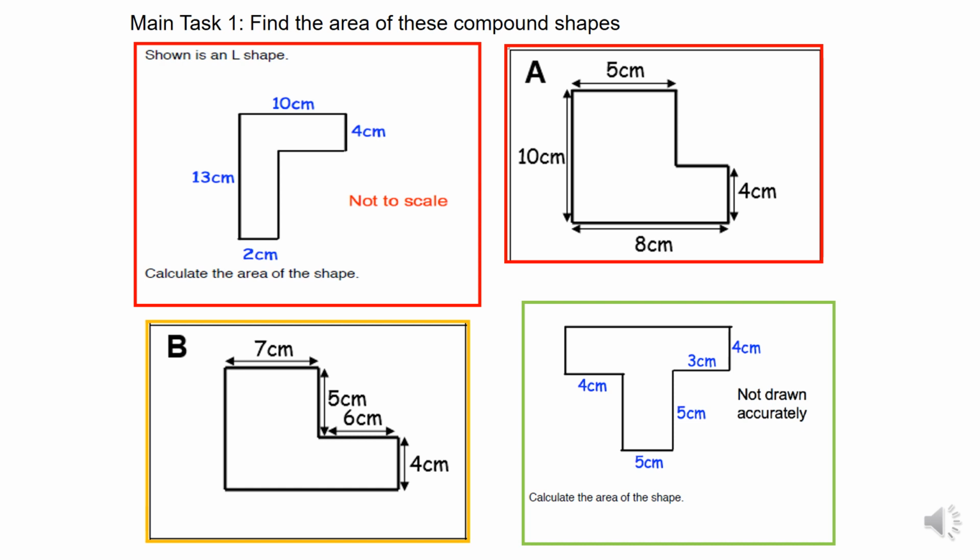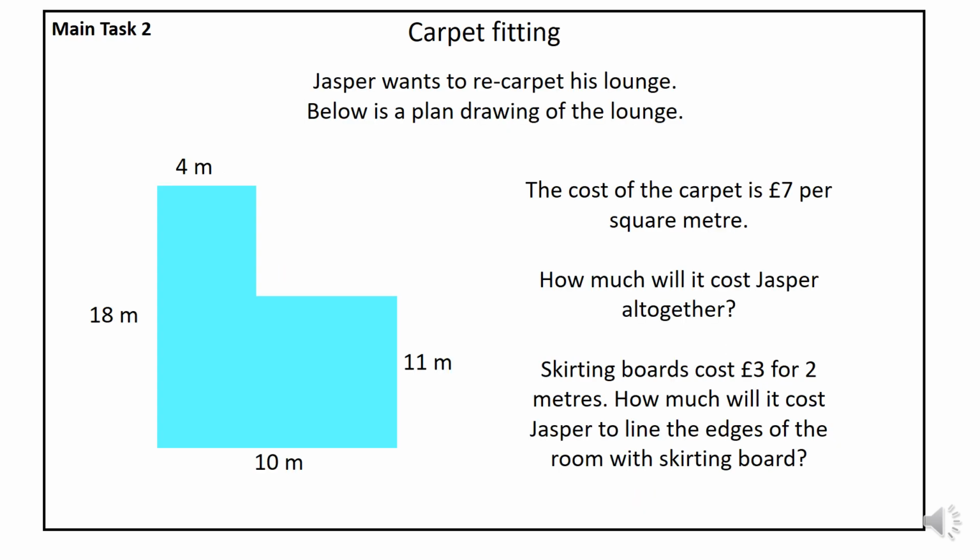Okay, now this is the second part of the main activity. Jasper wants to recarpet his lounge, and below is a plan drawing of the lounge. What you need to do is draw the lounge out with a pencil and a ruler. Obviously put the correct lengths in. I would also find the 2 missing lengths and put those in as well. Now the cost of the carpet is £7 per square meter. How much will it cost Jasper altogether for the carpet?